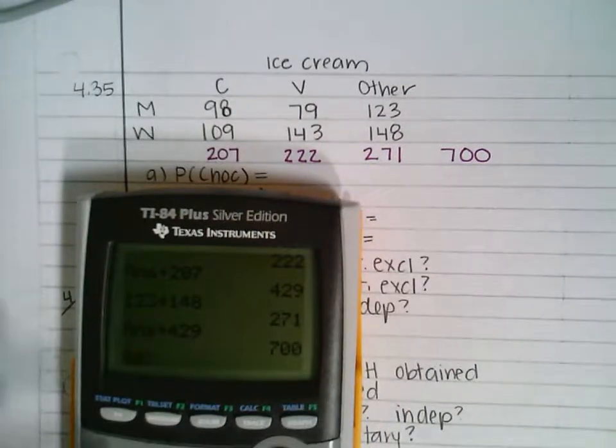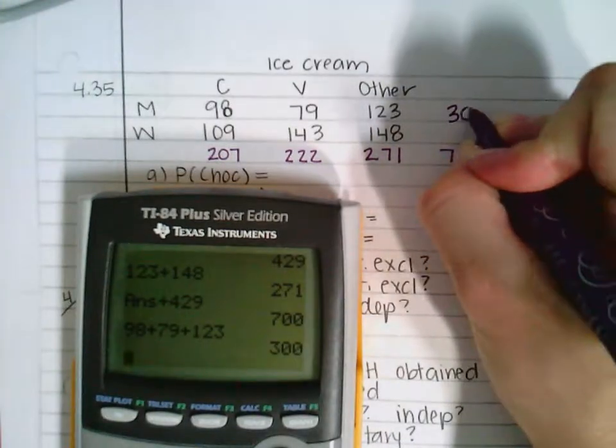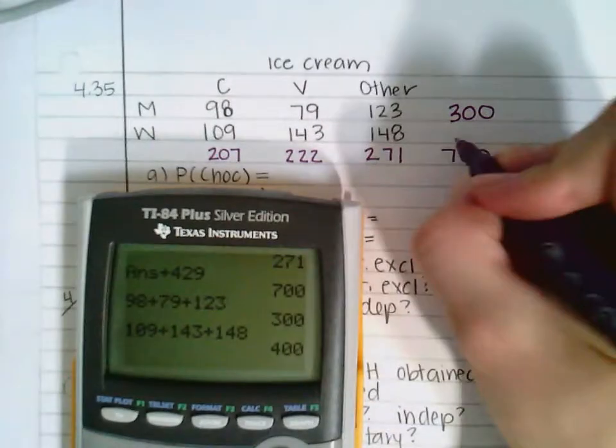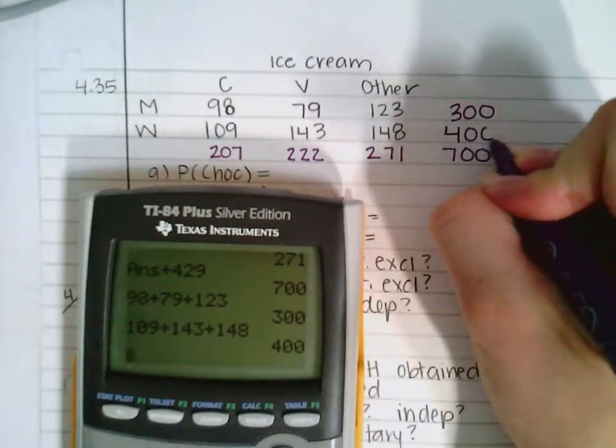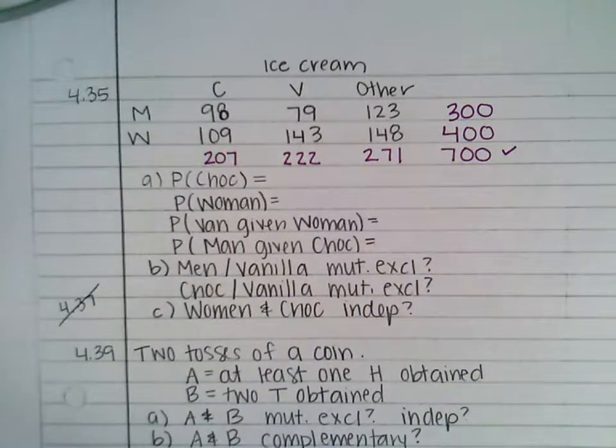If I add across for men, I get 300. And if I add across for women, I get 400. Yep, so 700 both ways. Good. All right, so on part A, if I want to know what's the probability I randomly choose somebody and they get chocolate as their favorite ice cream flavor.